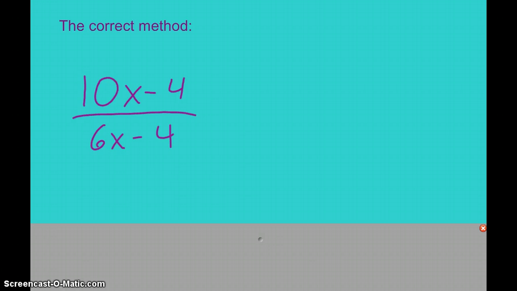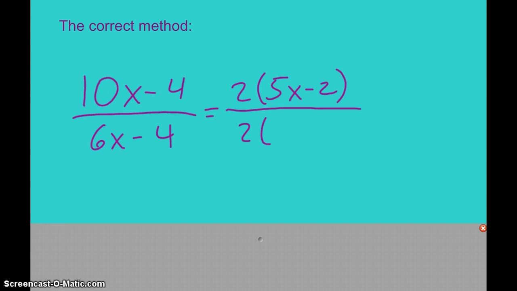Now, I don't know if you picked up on the last slide, but we can't cross off the -4s. What we're looking for here is something we can divide out of both of those terms. So in order to do that, we're going to use some of the knowledge we have on factoring. And we're just going to say, what if I rewrite this as 2 times 5x minus 2? Because on the top I can divide a 2 out. In the bottom, 6x minus 4, I can also factor out a 2.